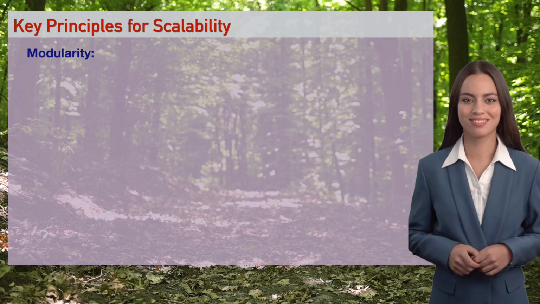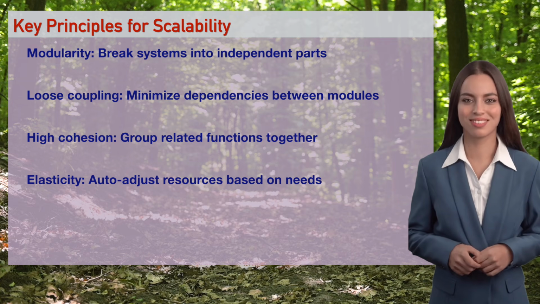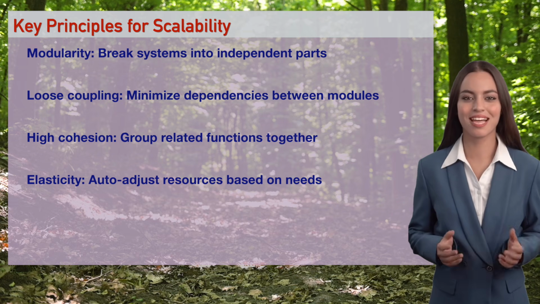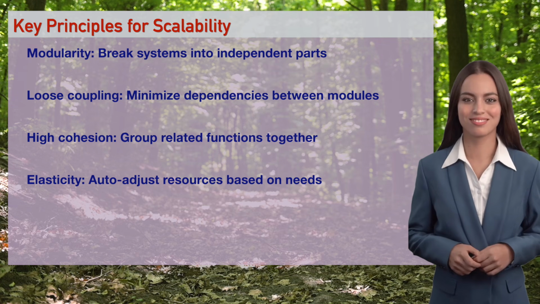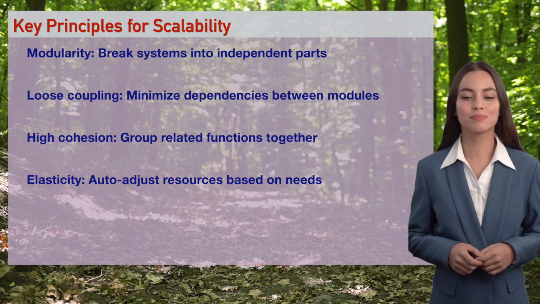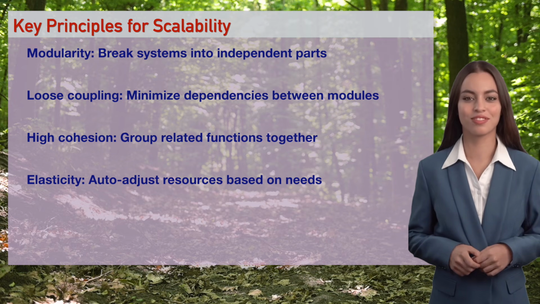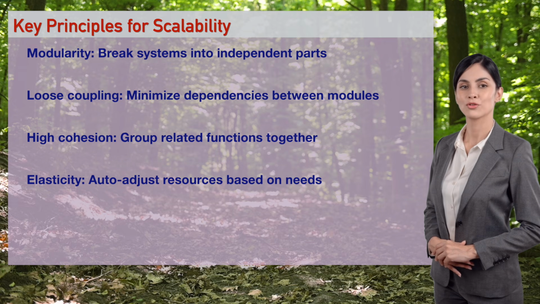To achieve scalability, follow key principles in your architecture. Modularity is essential. Break the system into independent parts that can be scaled separately. Aim for loose coupling to minimize dependencies, so changes in one area don't ripple everywhere. High cohesion means grouping related functions together for efficiency, and elasticity allows the system to auto-adjust resources based on current needs, like cloud services that scale up or down automatically. Scalability is a game changer for growing apps.